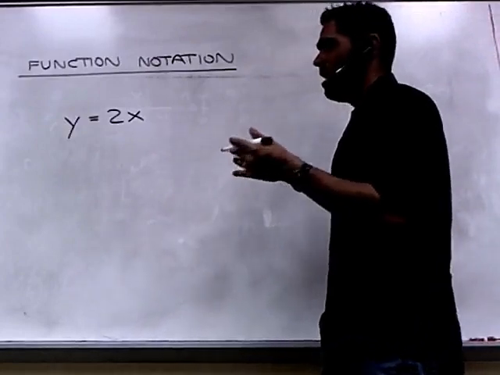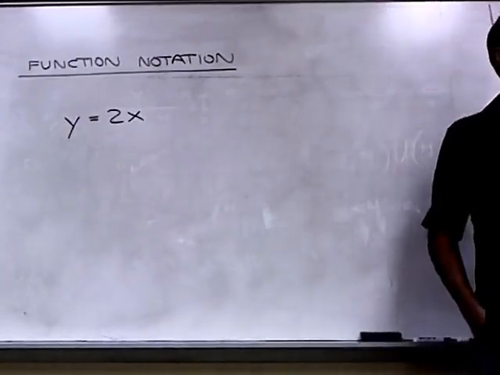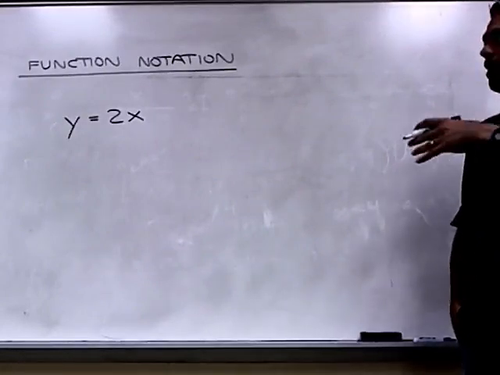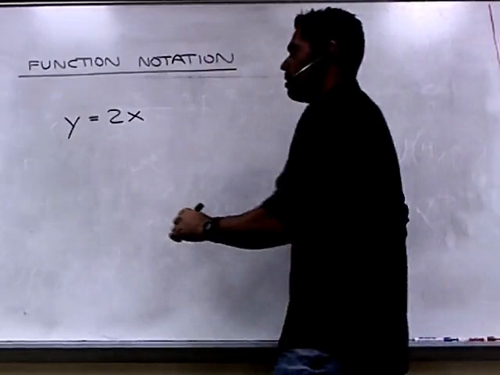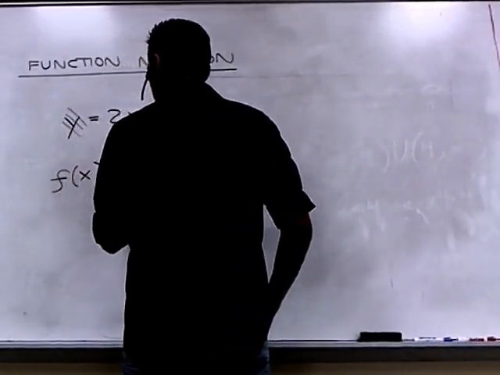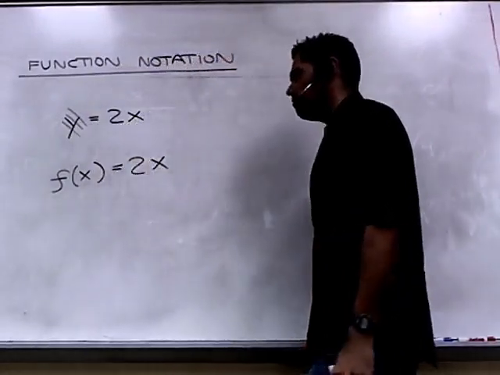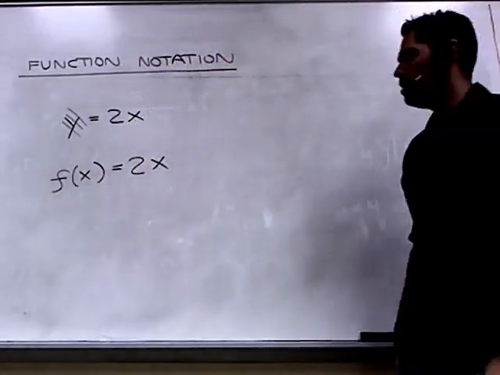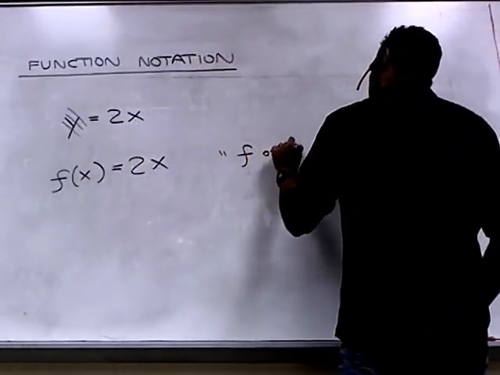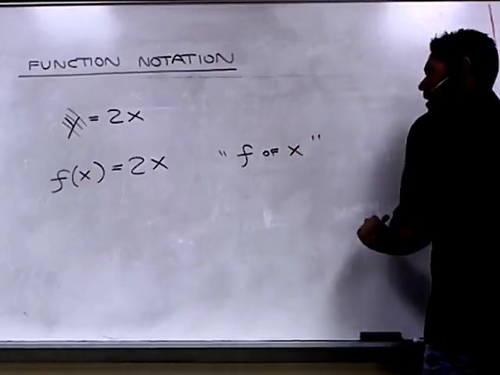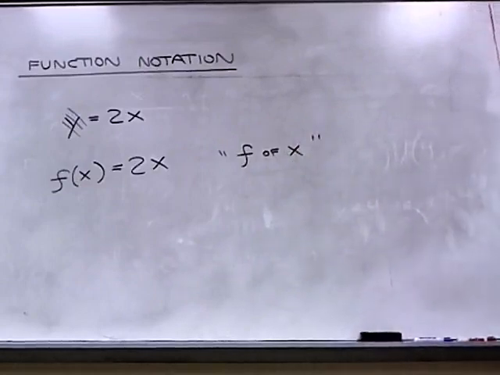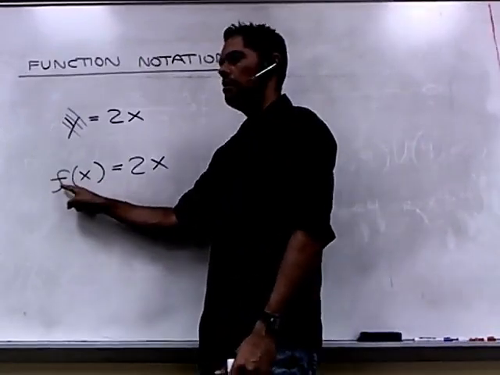But sometimes I want to let everyone know that what you're looking at is a function. The way to let you know it is a function without you having to know anything else about it is to replace the y with f and then in parentheses x. And we call that f of x. That's the way we read that. So if I were reading this out to you, I would say f of x equals 2x. That means my function depends on x.